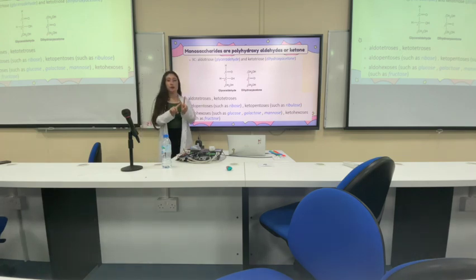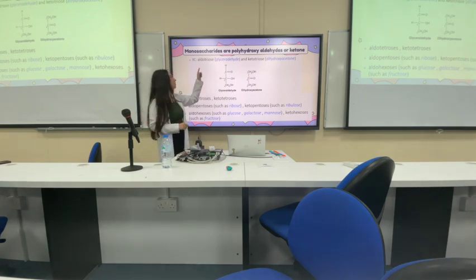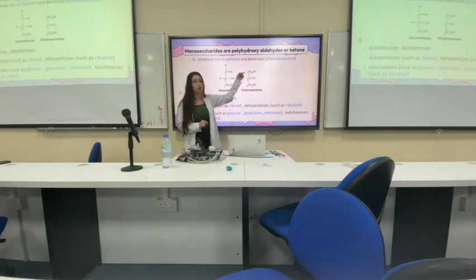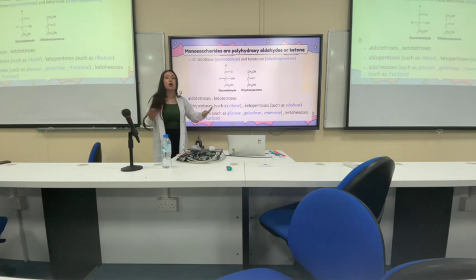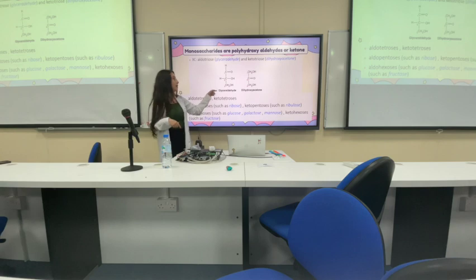So we have two types of naming, as usual. We have the common names, and then we have the IUPAC names. With the IUPAC names, we name them systematically. We need to know how many carbons, for example tri, tetra, penta. And then we need to know if it's an aldehyde or a ketone. If it's an aldehyde, we put aldo. If it's a ketone, we put keto. And then for all carbohydrates, we put ose, O-S-E. So glucose, galactose, these are the ones that we know. Or aldotriose, ketotriose. These have 3 carbons.